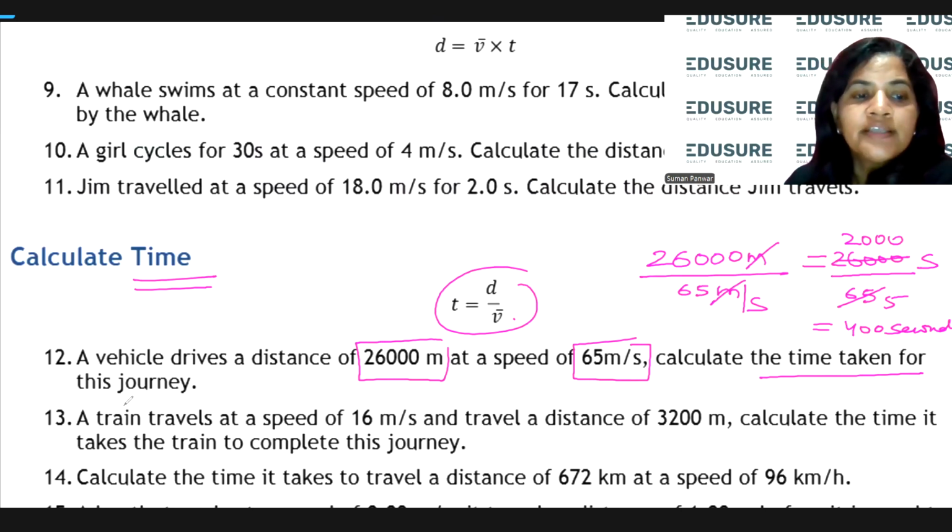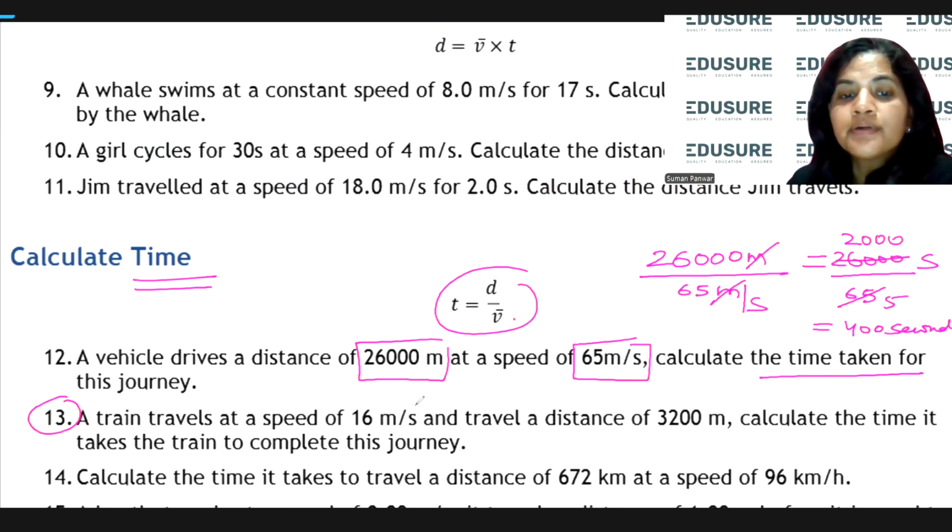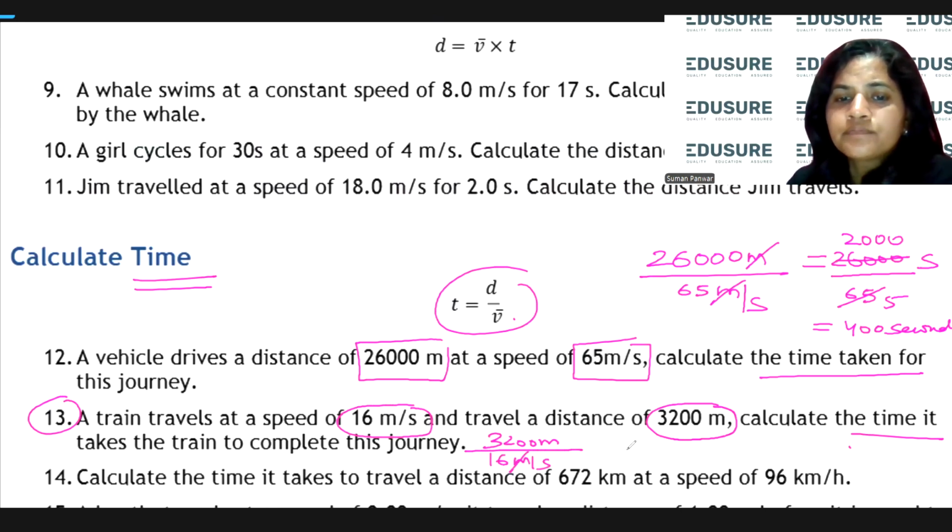Okay. Question number 30. A train travels at a speed of 16 meters per second and travels a distance of 3,200 meters. Calculate the time. So again, distance 3,200 meters divided by speed 16 meters per second. So this should be 200 seconds.